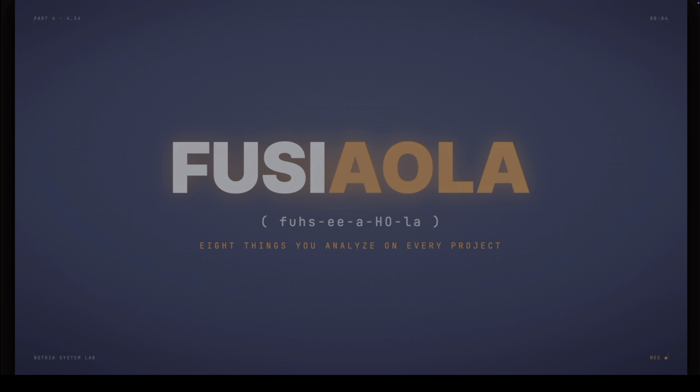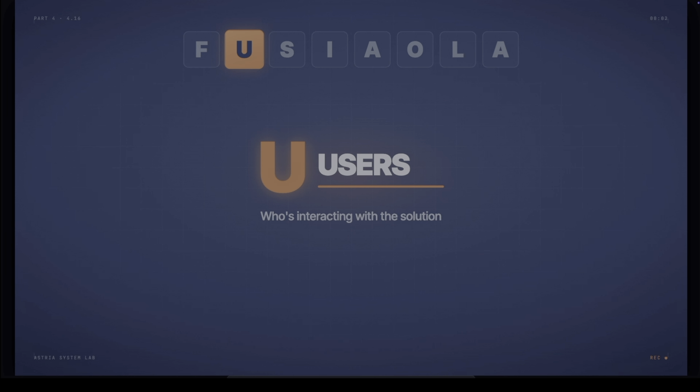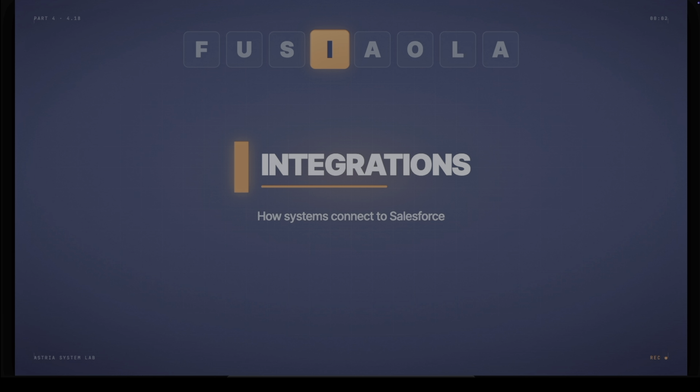It is an analysis framework developed by Dipankar Jyoti, pronounced FUSIAOLA, and it stands for 8 things you analyze on every project. F. Features, the functional capabilities the system must deliver. U. Users, who's interacting with the solution and how. S. Systems, what other systems exist in the company's ecosystem. I. Integrations, how those systems connect to Salesforce.